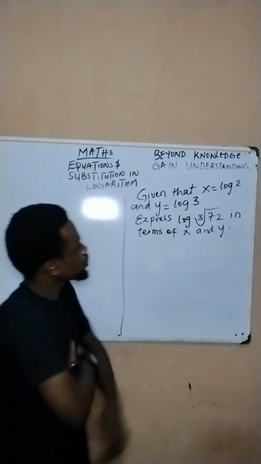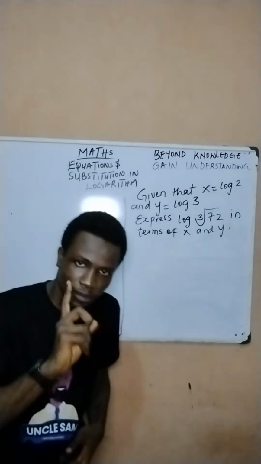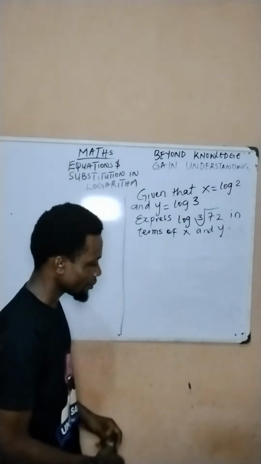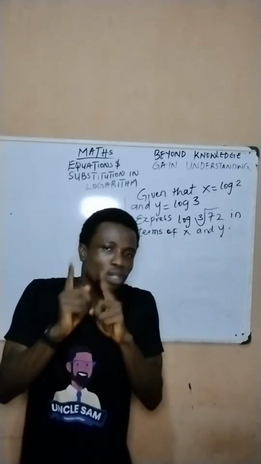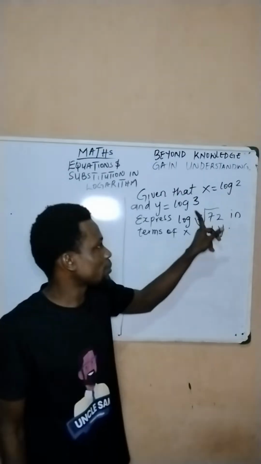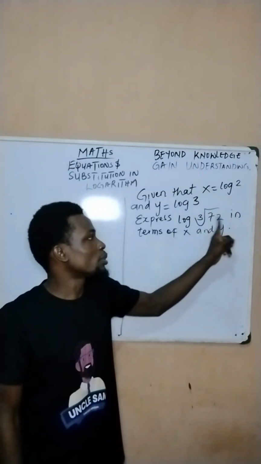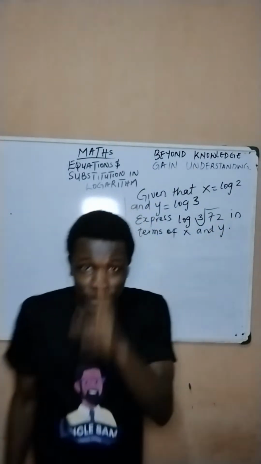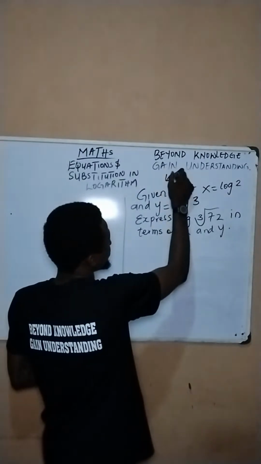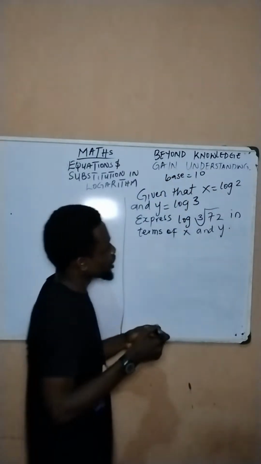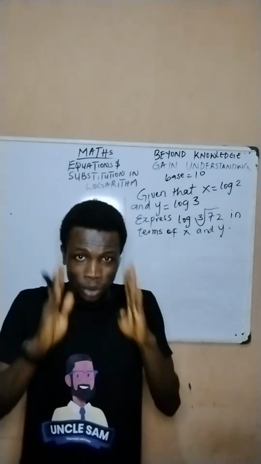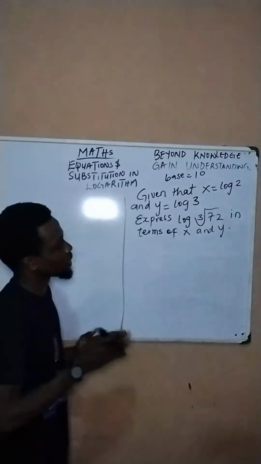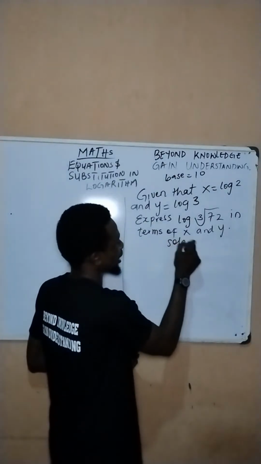So what can we do first here? First of all, remember that anytime you're given a log and the base is not visible, this is simply log 2, this is simply log 3, this is simply log cube root of 72. One thing you must know there is the base is what? 10. So each of these expressions here have a base of 10. So let us sink in. So we're working with base 10.